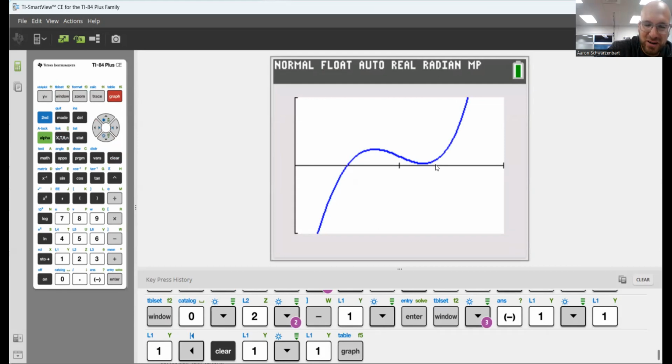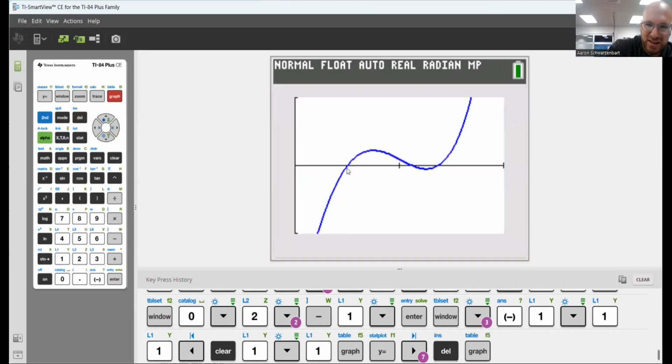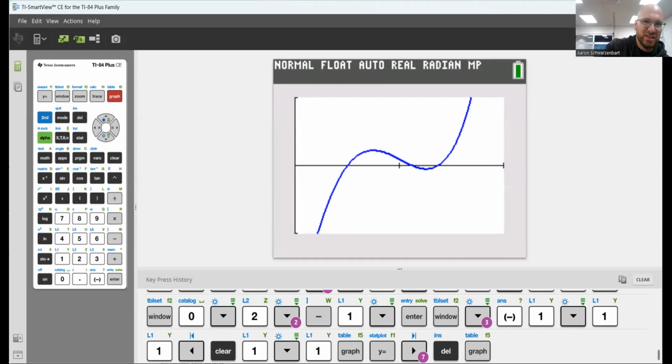I can see, though, that I've got humps here. Why did I mess up? It's not 0.14x, it's 0.1x cubed. Now I can see I have 3 actual zeros here, a max and a min. It's not an inflection point. Make sure that you zoom in at inflection points if they're going across the axis so you don't miss hidden behavior. Okay? That is it for section 2.3.